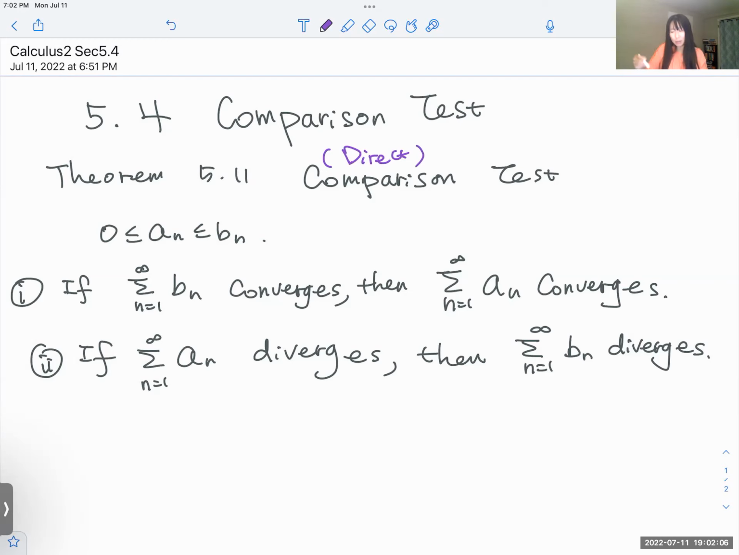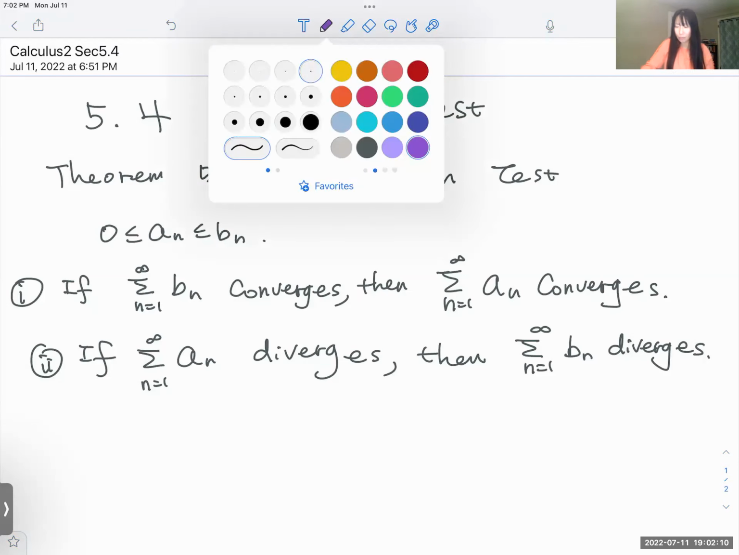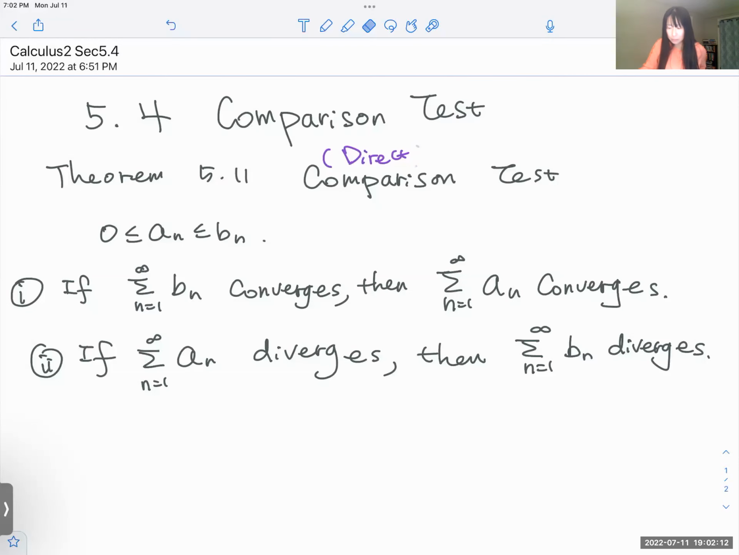Direct or basic in your homework, right? So basic, let me write it down. Direct comparison test, or just the comparison test, the direct basic comparison test, right? So everything's the same.